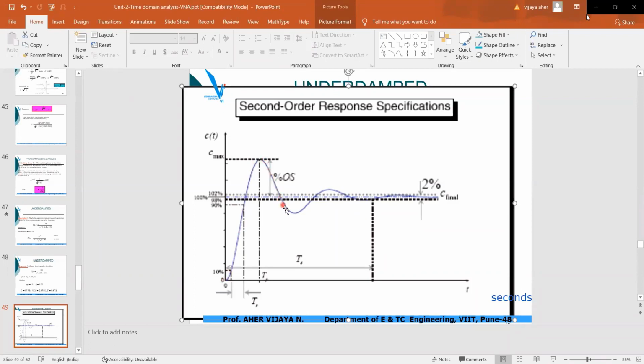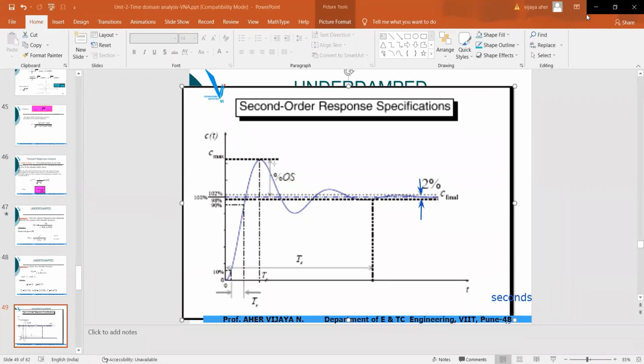This is the response for unit step function. Your second order system is responding like this for unit step function, and this is nothing but your settling time from this point to this point. It is 2% of final value. This much is nothing but settling time, 2%. So I showed here 98% to 100%, that is minus 2%. 100% to 102%, that is plus 2%. Variation in settling time.